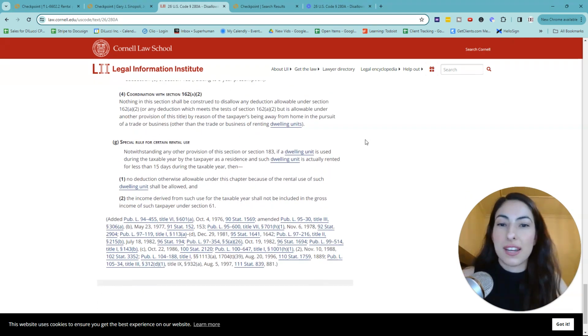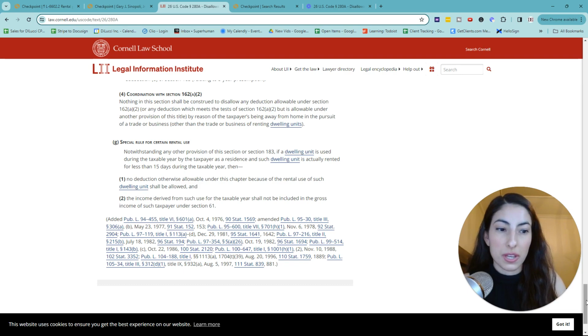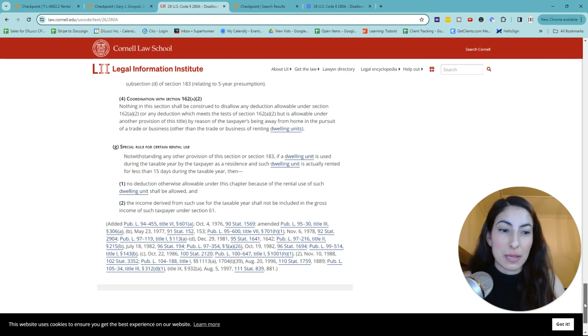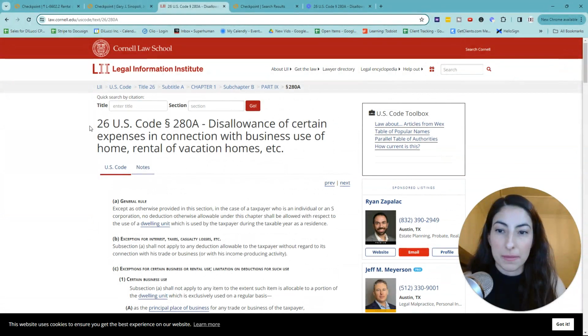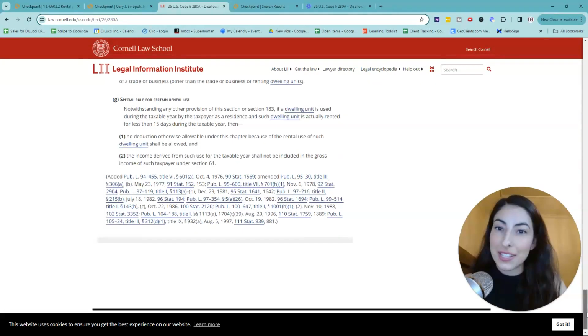So on the screen here is the Augusta rule. It is quite literally this section here. If you want to know the code section, it's IRC 280A, subsection G, right? So that's here. This is that whole section where it also talks about home office expense, and then that final section is the Augusta rule.